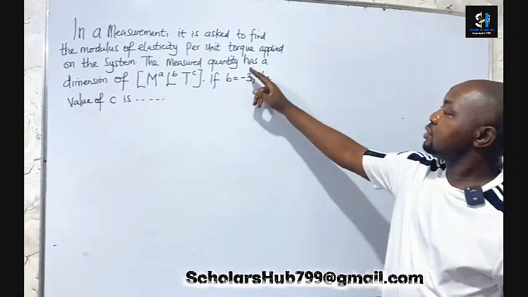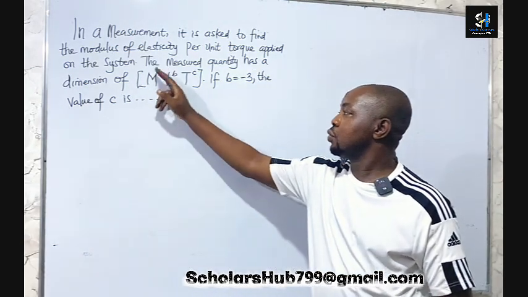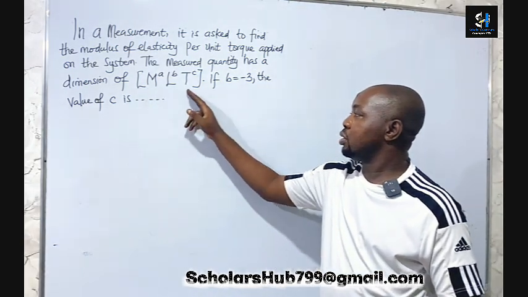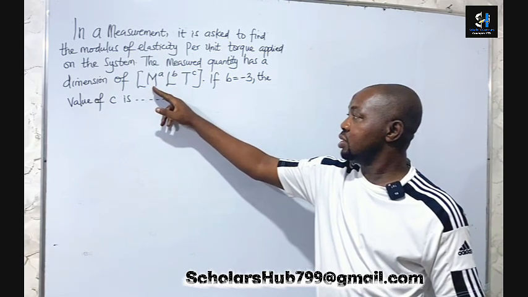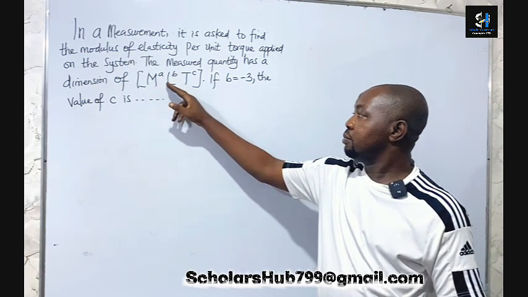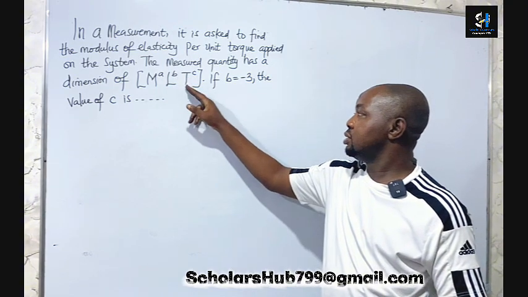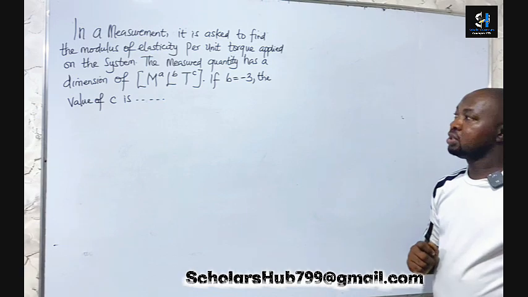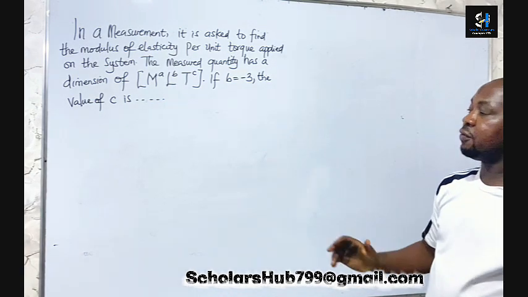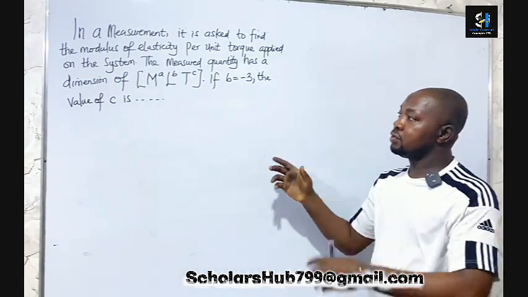The measured quantity has a dimension of M to the A, L to the B, T to the C, where M is mass. If B is equal to -3, the value of C is?